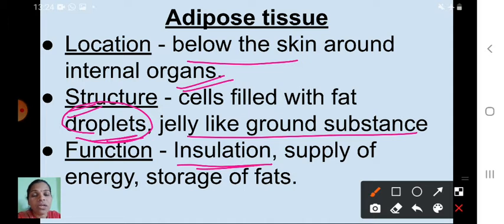And what is the function? Insulation. I hope you know the meaning of insulation. Insulation, supply of energy, storage of fats. If you are taking a lot of fatty foods, our body wants only a limited amount of fat. Extra fat is stored in that adipose tissue only, beneath our skin. Isn't it, children? So the function is insulation, supply of energy, storage of fat. Shall we go to the next one now?